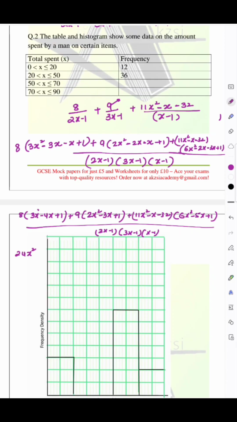24x squared minus 32x plus 1 plus 18x squared minus 27x plus 9. I'm just expanding the bracket and multiplying these numbers with these variables. And now multiply 11x squared times 6x squared will give me 66x to the power of 4.